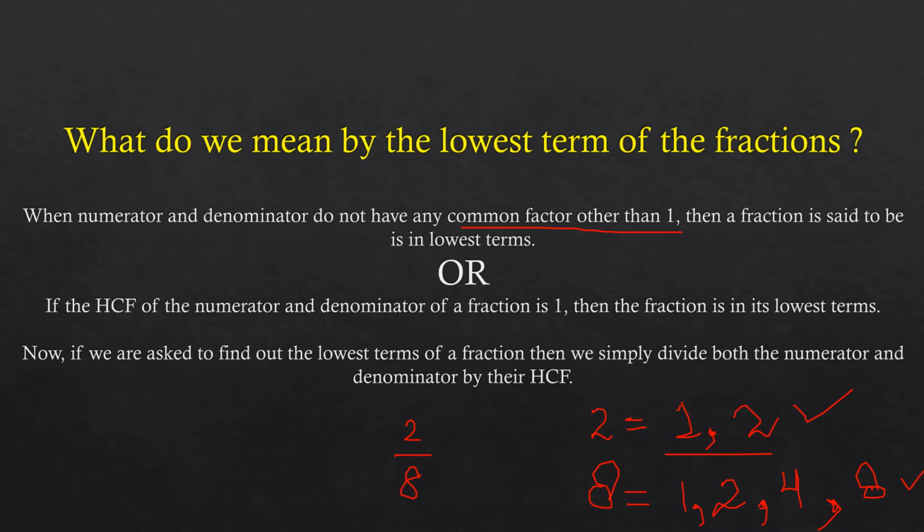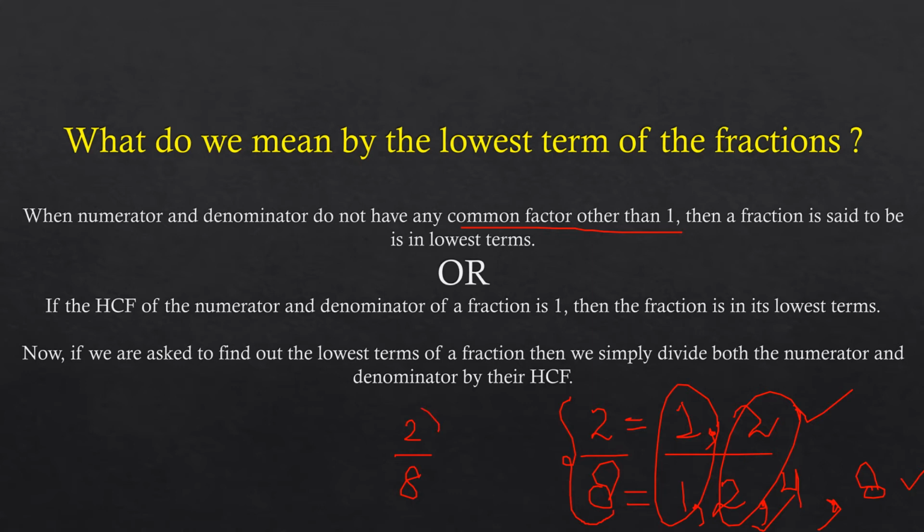So can you tell me the common factors here? First, 1 is the common factor between 2 and 8, then 2 is a common factor between 2 and 8. So here you can see there is one more factor other than 1. And what we are saying here, when numerator and denominator do not have any common factor other than 1, then the fraction is in its lowest term. Here we can see 2 and 8 have more than one common factor, that means other than 1. So this fraction is not in its lowest term.